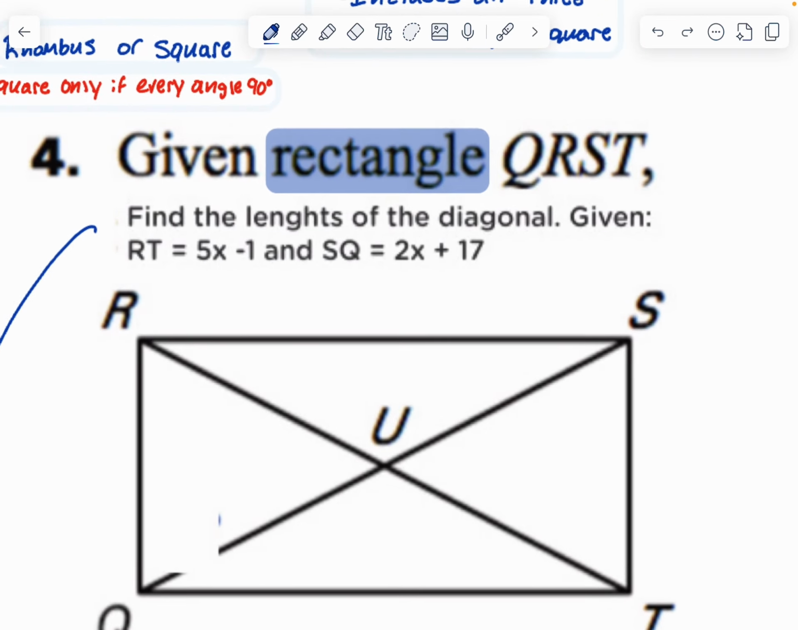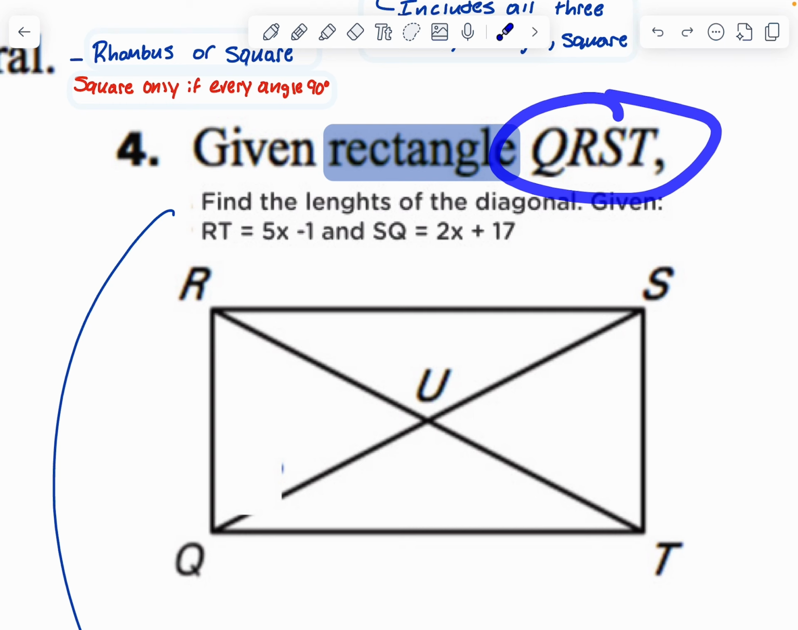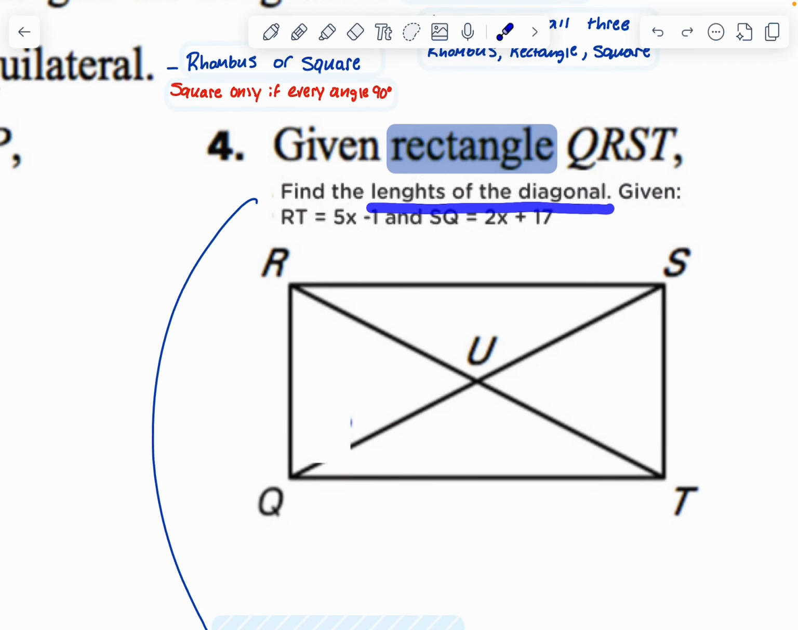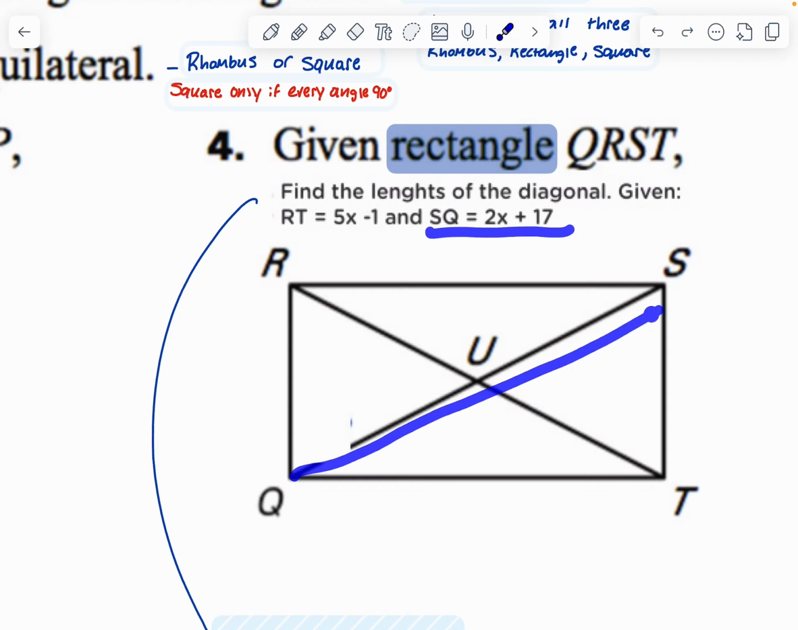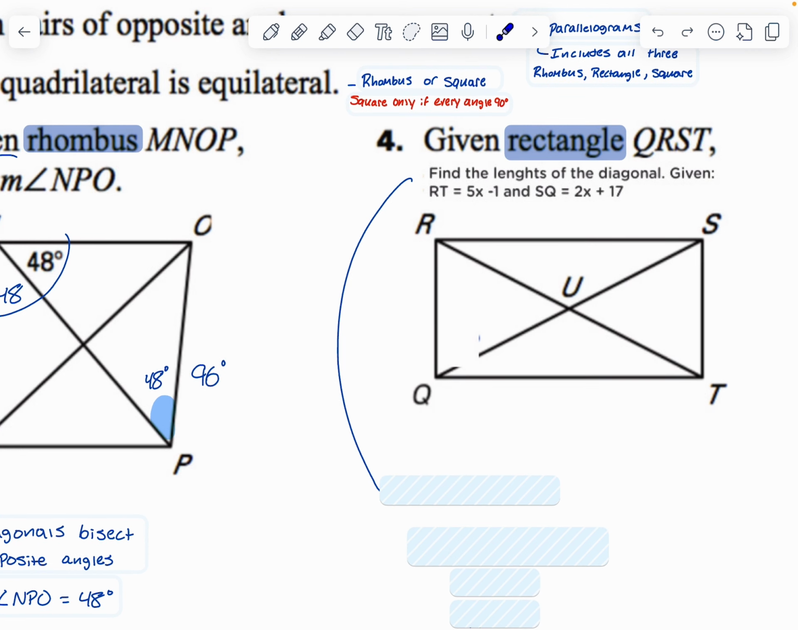Given rectangle QRST, find the lengths of the diagonal given that RT is 5x minus 1. So that's RT. The whole thing is 5x minus 1. And SQ, the whole thing, is 2x plus 17. Well, what do we know about the diagonals of a rectangle? The property that we have is that the diagonals are congruent. Are the diagonals bisected? Yes, because it's a parallelogram. But does that help us with this problem? No, it doesn't. What helps us is knowing that in a rectangle, those two diagonals have to be congruent.